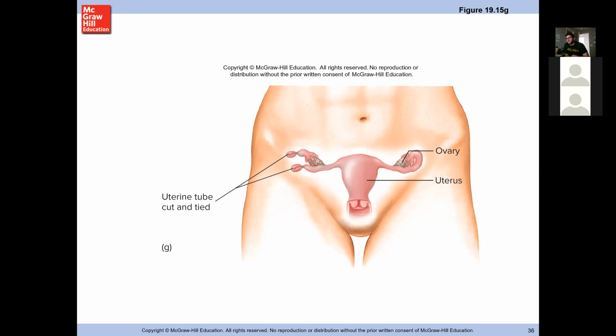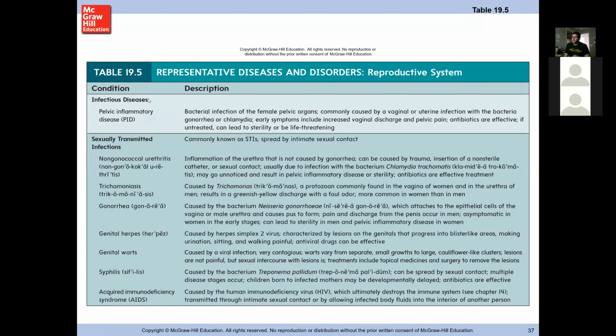So the females can undergo a similar procedure where the uterine tubes are cut and tied off as well. Okay, so different kinds of STIs and other infectious diseases. We have general pelvic inflammatory disease, or PID, a bacterial infection of the female pelvic organs, commonly caused by vaginal or uterine infection with the bacteria gonorrhea or chlamydia. Early symptoms include increased vaginal discharge and pelvic pain. Antibiotics can be effective, and if untreated, it can lead to sterility or sometimes can be life-threatening.